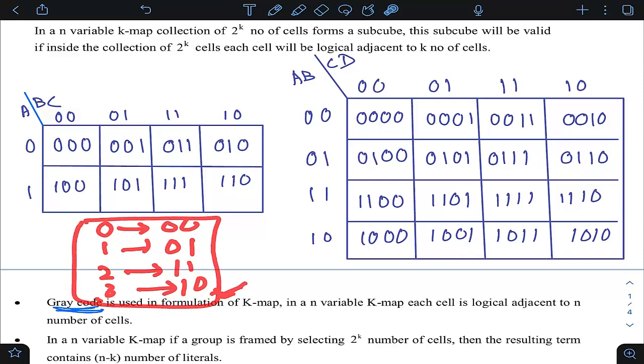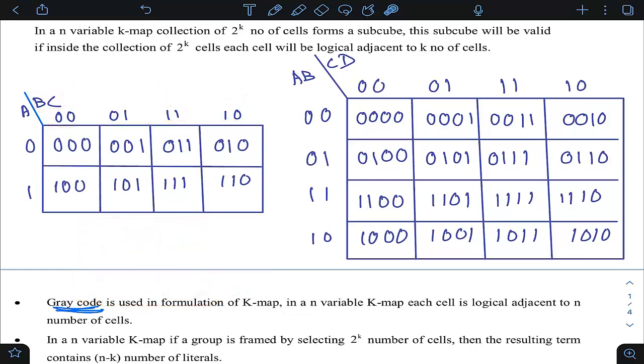So for the 2 variable case BC, I am writing its corresponding gray code in this sequence: 00, 01, 11 and 10. It is not 10, 11. Note that it is 11 followed by 10. For the 1 variable case, this is the gray code, and for 2 variable BC, this is the gray code. Then inside this box I am writing the value of A followed by BC, so the pattern is ABC.